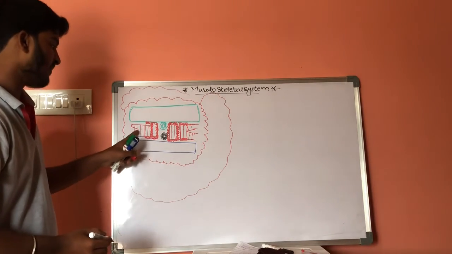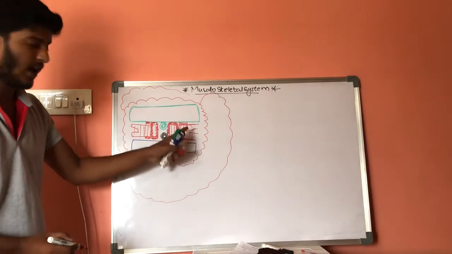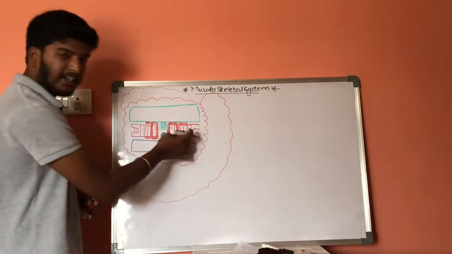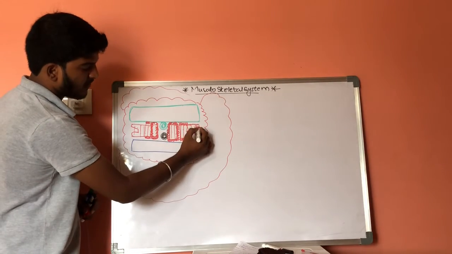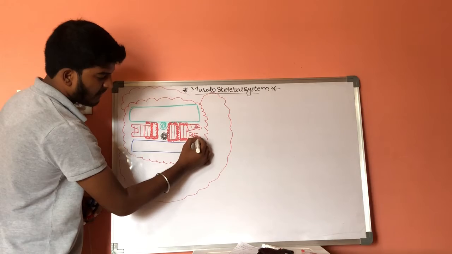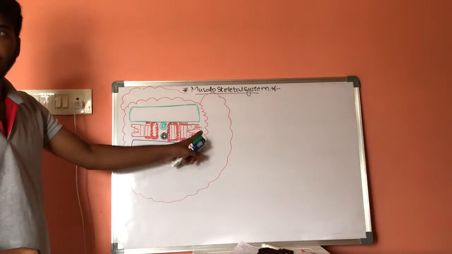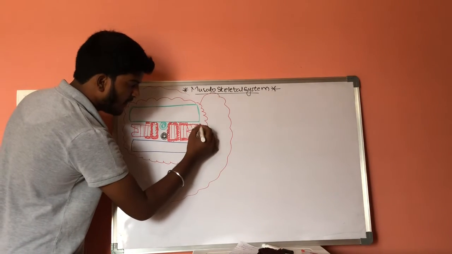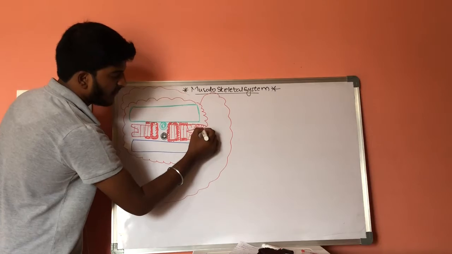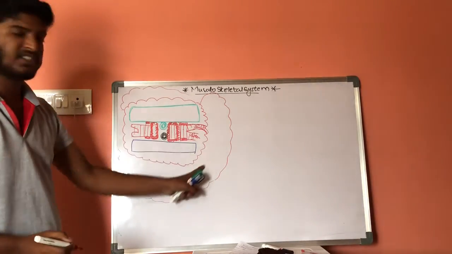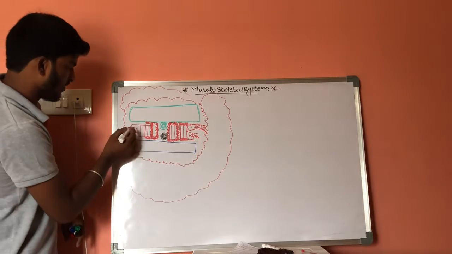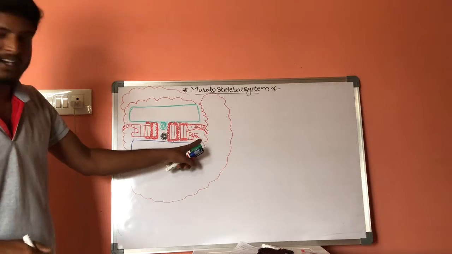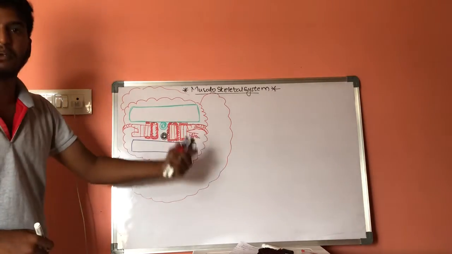Now, the lateral mesoderm is cleaved into two parts. One is called somatic mesoderm, and this is called splanchnic mesoderm. The somatic mesoderm will fuse with the extra embryonic mesoderm, but the splanchnic mesoderm does not fuse with the extra embryonic mesoderm.